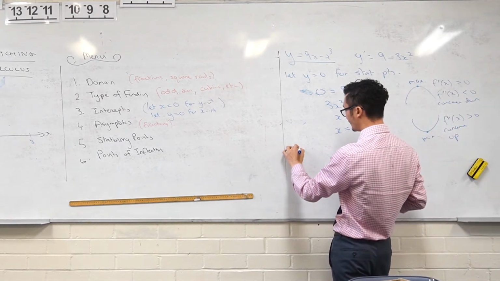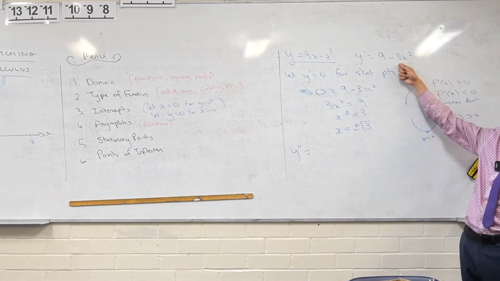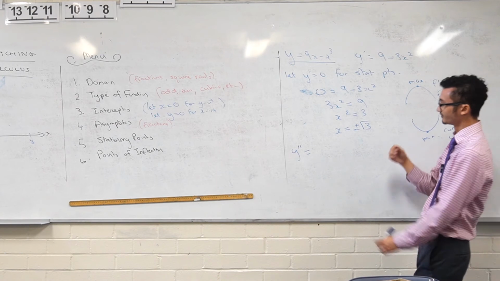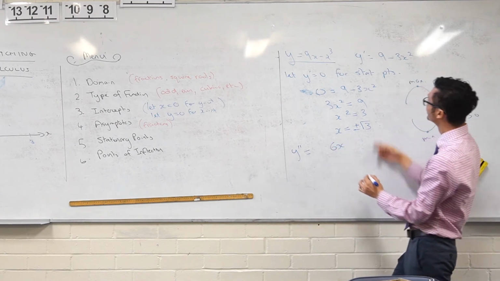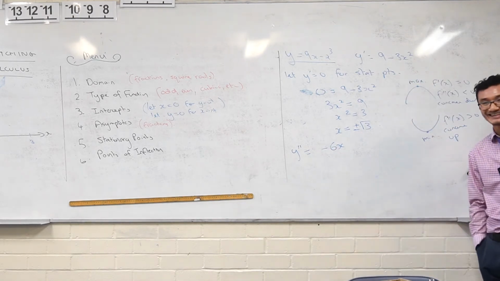So we'll find y double dash. So we just derive this guy. Luan, do you want to derive this one for me? 6x. Yeah? Be careful with the signs there. Oh, minus. Yeah, cool. Right, so we take that, we get the second derivative.